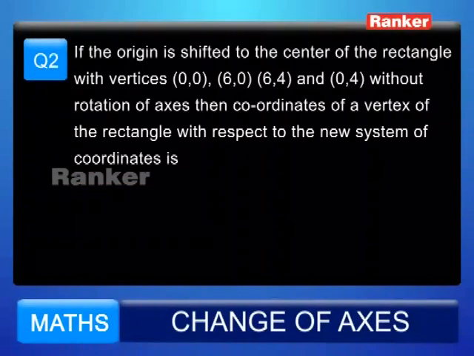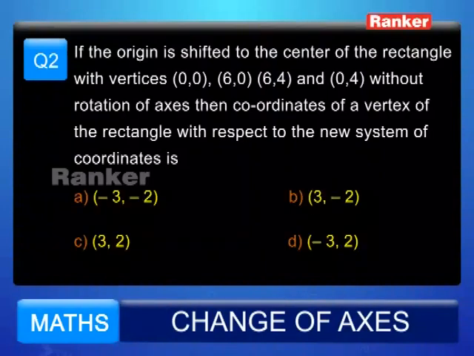Question number 2. If the origin is shifted to the center of the rectangle with vertices 0, 0, 6, 0, 6, 4, 0, 4 without rotation of axis, then the coordinates of a vertex of the rectangle with respect to the new system of coordinates is. The options are minus 3, minus 2; 3, minus 2; 3, 2; and minus 3, 2.